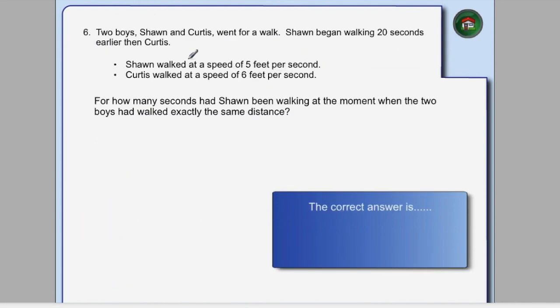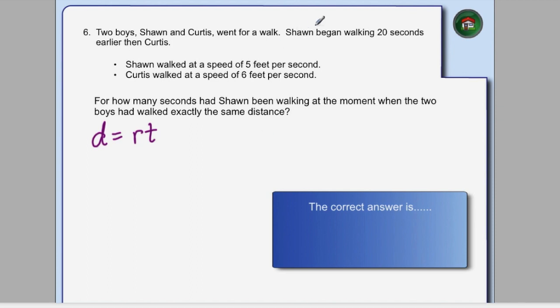All right, number 6. Sean and Curtis went for a walk. Sean began walking 20 seconds earlier than Curtis. Sean walked at a speed of 5 feet per second. Curtis walked at a speed of 6 feet per second. For how many seconds had Sean been walking at the moment when the two boys had exactly the same distance? So let's think about this. Distance would equal however fast you're going times however long you walked.